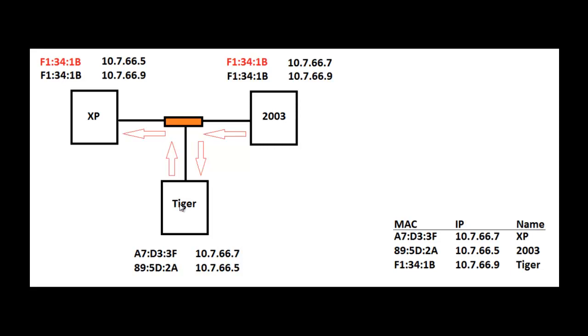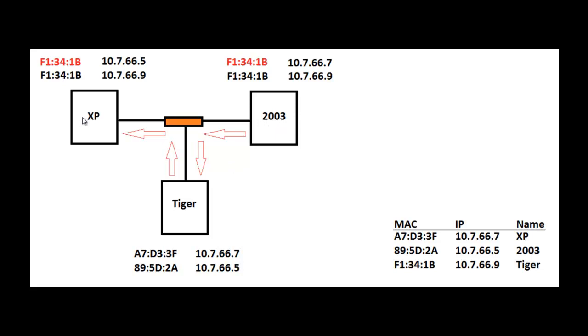So the first thing the Tiger box is going to do is it's going to start spewing out fake ARP traffic. So the Tiger box is going to say, oh yeah, 66.7, that MAC address is actually ending in a 1B. And oh yeah, that 66.5, that MAC address is ending in a 1B. So it's going to start telling the XP machine that the IP address to the 2003 is actually the Tiger box's MAC address. So the Tiger box is going to tell everybody that the IP addresses mapping to each other really map to the hardware address of the Tiger box.